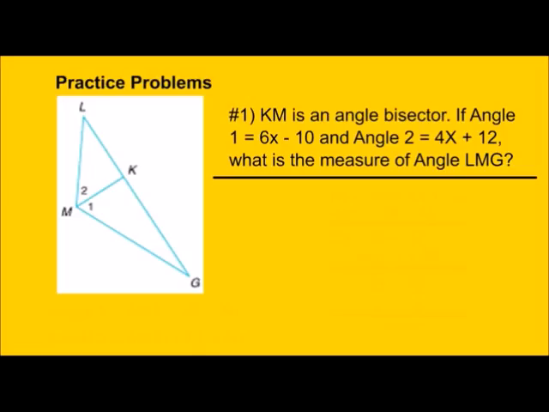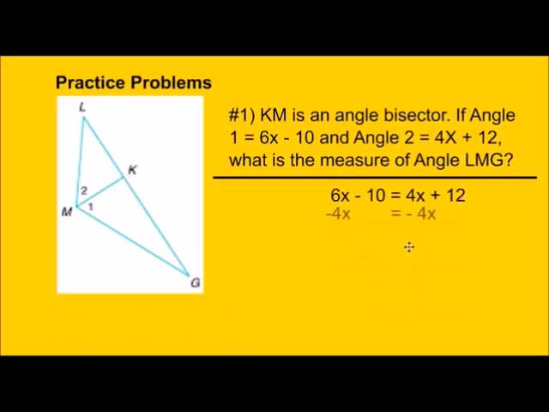Our first practice problem says that KM is an angle bisector, which means it is cutting this angle into two equal parts. And so if angle 1 is 6x minus 10 and angle 2 is 4x plus 12, we know that the two pieces have to be congruent. That's what bisect means, cut in half. So now we have our equation, 6x minus 10 equals 4x plus 12.